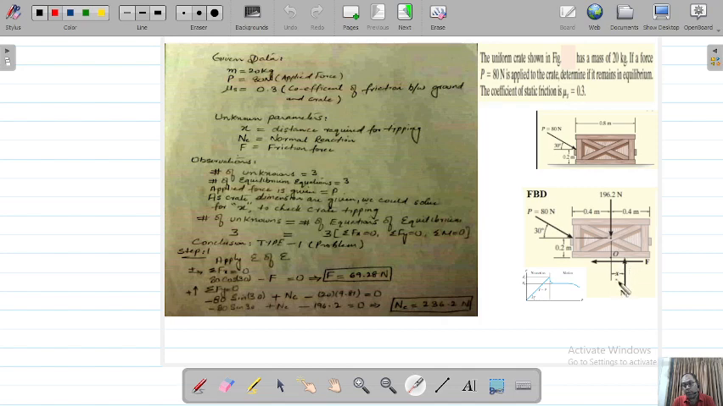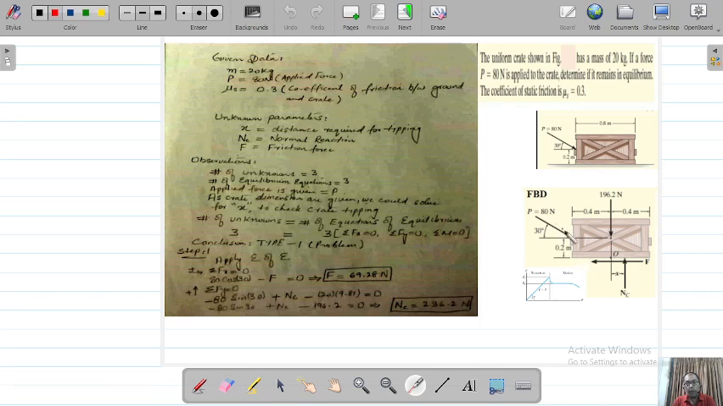Okay, so basically we have the weight and the 80 Newton force. So first of all, we have to decide from this data what kind of a case it is, whether it's a type 1, type 2 or type 3 problem.